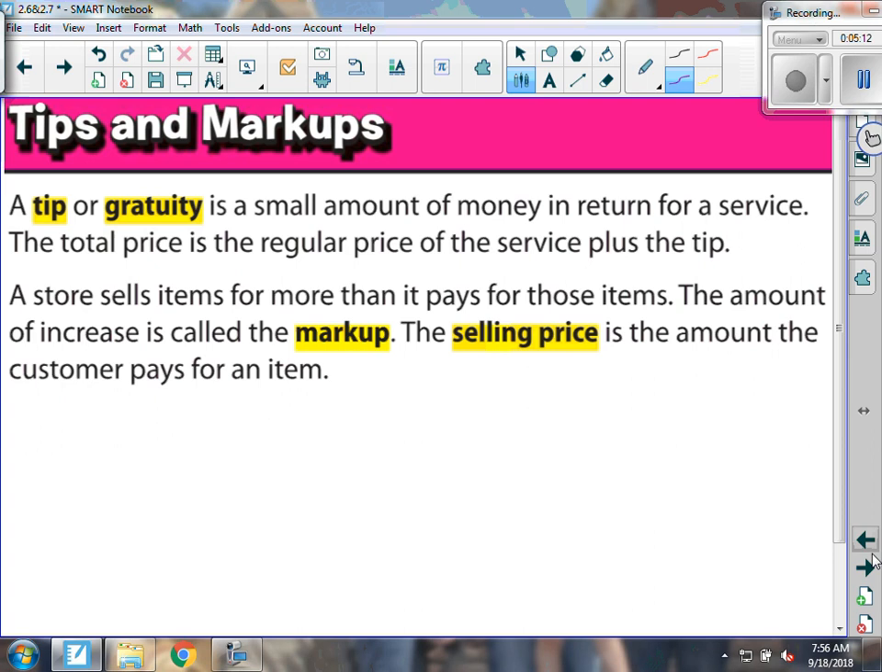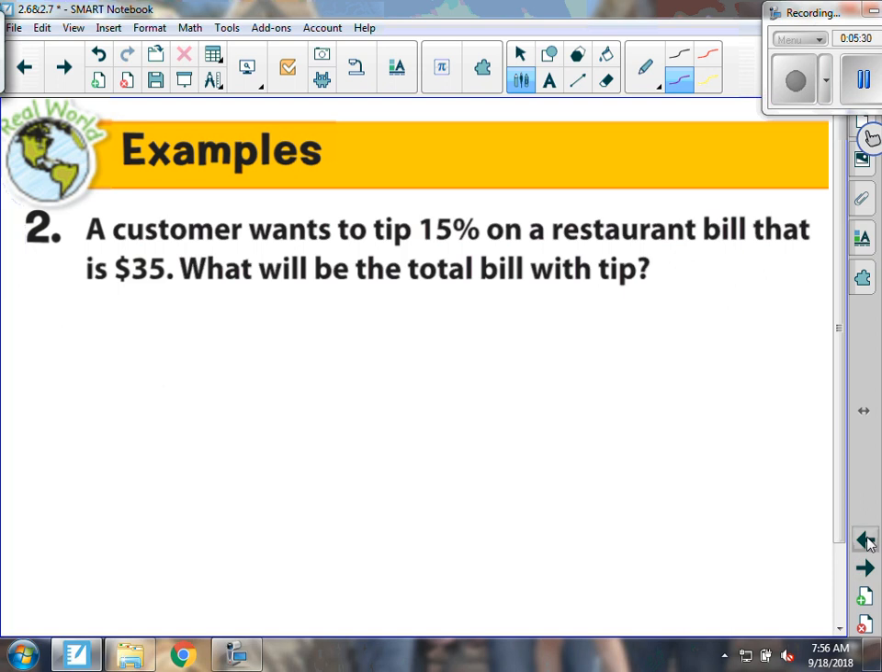Okay, now we're going to talk about tips. Another word for tip is gratuity. So it's when you give someone money for services that they've provided, like a waitress or something. We're also going to talk about markup, meaning when a store increases the price of something. So copy this down. A customer wants to tip 15% on a restaurant bill that is $35. What will be the total bill with tip?